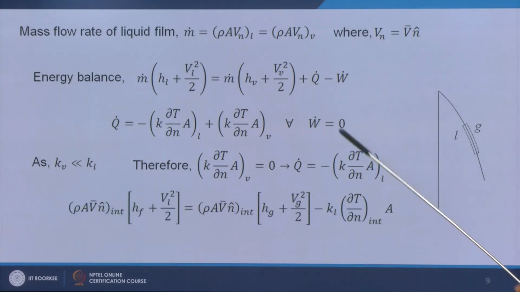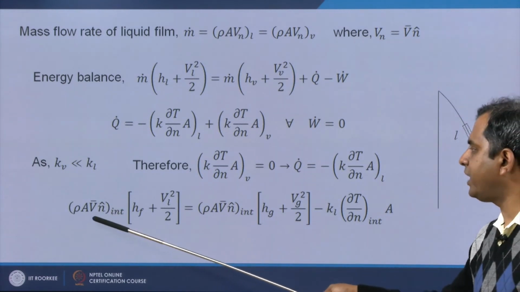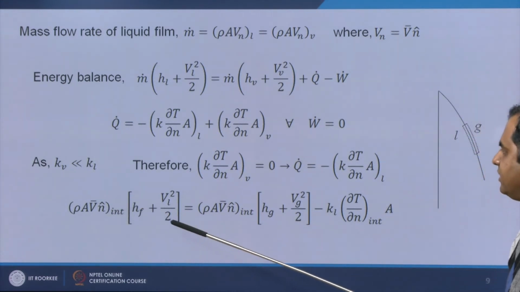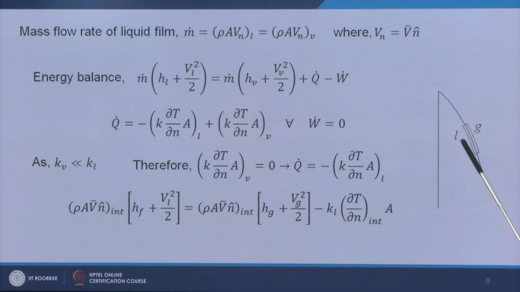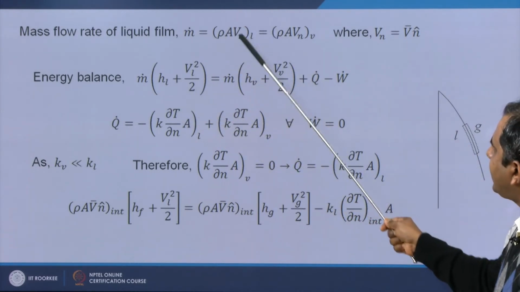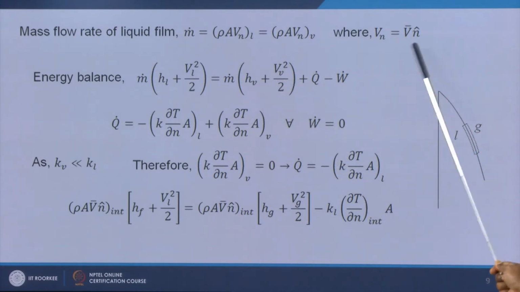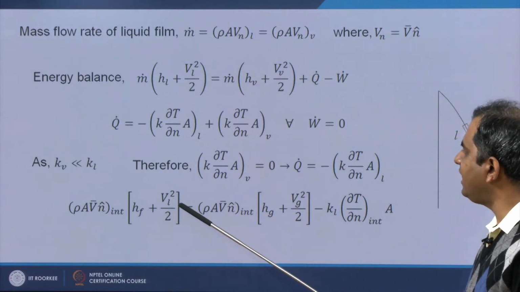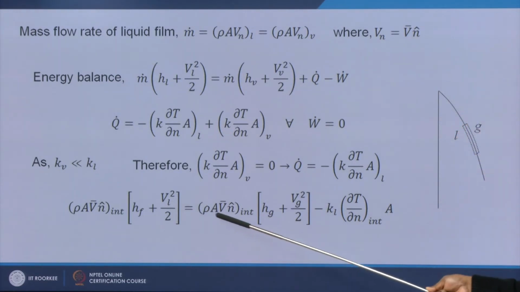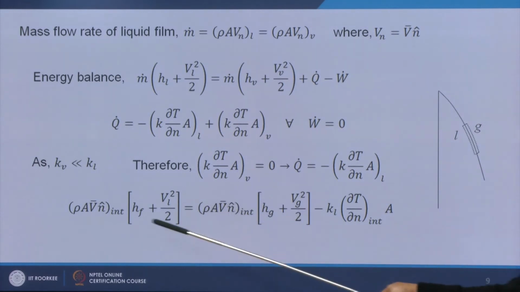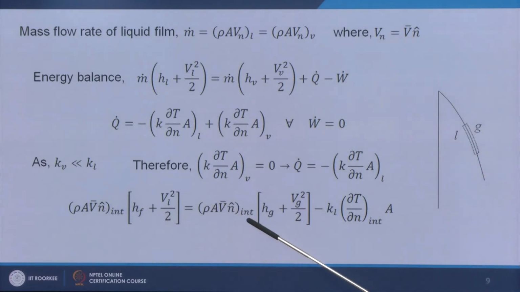So, if you put this over here in this equation and W naught equals to 0, we get this equation, rho A V n cap at the interface. Let us consider that this mass m dot is nothing but this at the interface, rho A V n cap, V n is nothing but V n cap, then Hf plus VL square by 2 is equal to once again that same m dot into Hg plus Vg square by 2, and in case of Q dot we have written only the conduction for the liquid side.